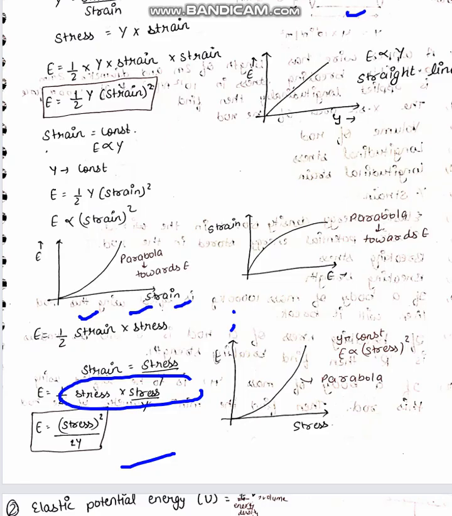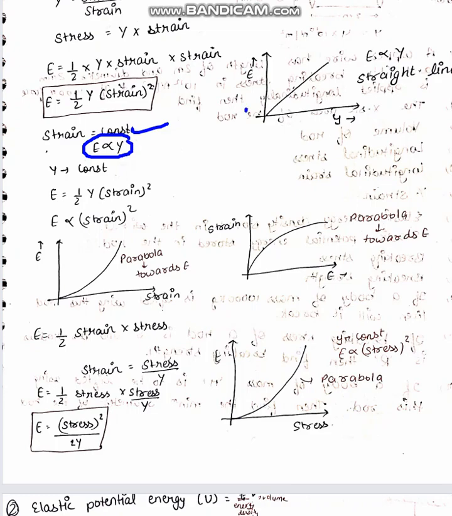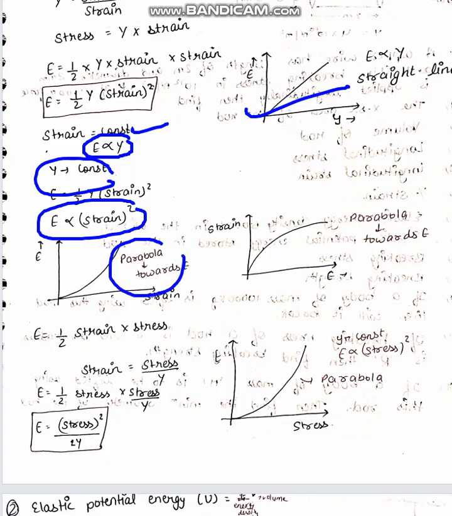Initially, if we need to draw the graph, if strain is assumed to be constant, then we can say that energy density is proportional to Y. So the graph will be a straight line. However, if Young's modulus is constant, then E is proportional to strain square. That means the graph of E versus strain will be a parabola turning toward the E axis. So if E is toward y, the graph will turn toward y, and if E is toward x, the graph will turn toward x.